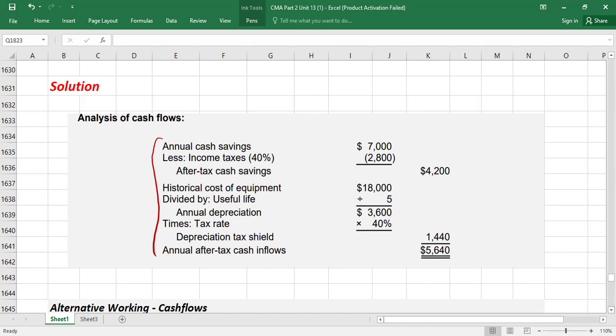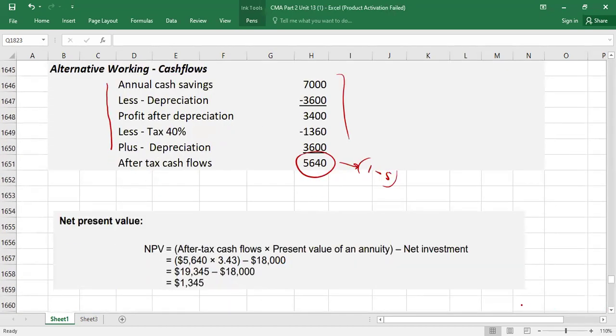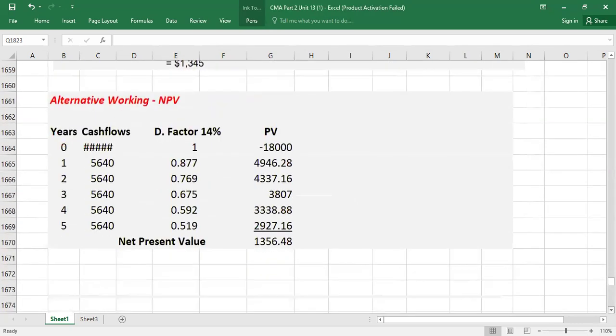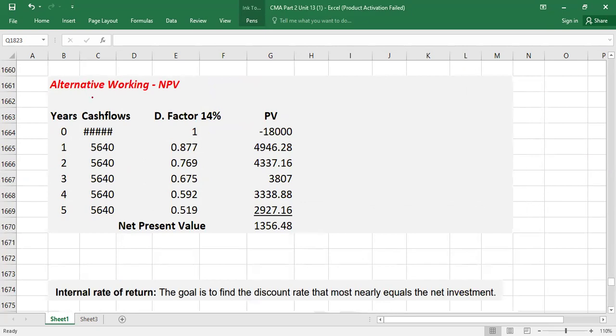Now, guys, we are going to calculate the net present value. How will you calculate net present value? You know, our cash flows are constant, right? Our cash flows are constant from year 1 to 5. So how much are the annual cash flows? 5,640. So now we can calculate NPV in two ways. First, I'm going to tell you the long way. How will you calculate NPV? So we'll write it here. This is the alternative working, guys.